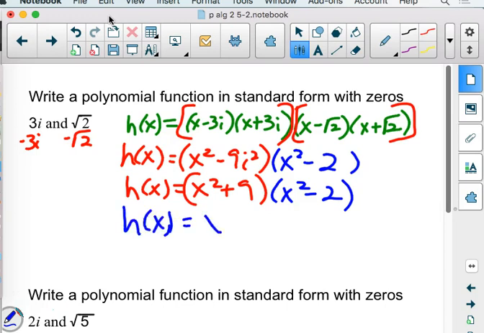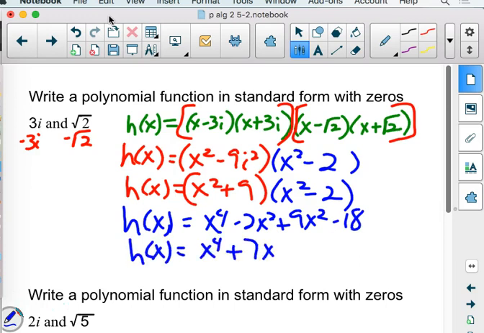So first times first, x to the 4th. Outside times outside is minus 2x squared. Inside times inside is plus 9x squared. Last times last is minus 18. So h of x equals x to the 4th plus 7x squared minus 18.